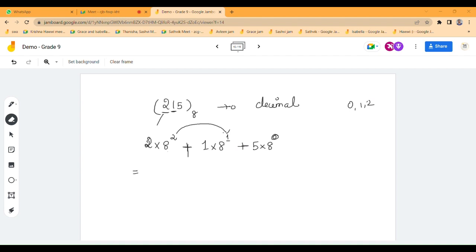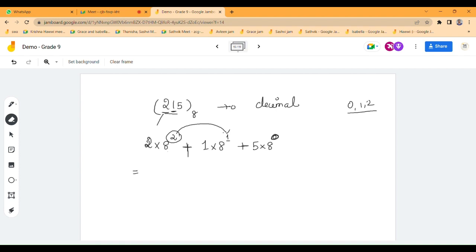Now we have to split the number and multiply it with 8 powers. You have to start with some power. For this power, you have to count how many digits are there. Totally three digits are there, so you reduce one power, 3 minus 1, because you have to start with 0.